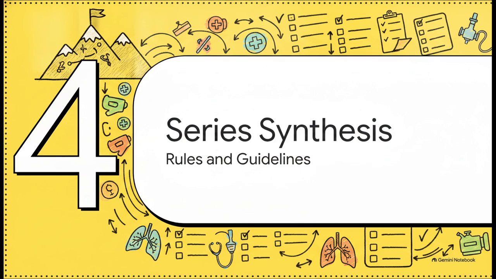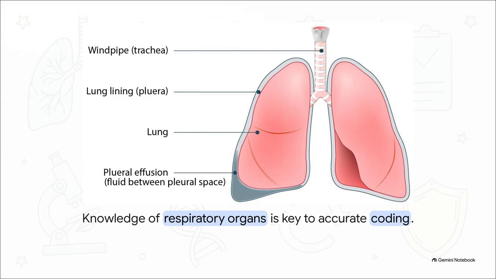Okay, let's step back and synthesize the core rules from our entire series. Think back to part 1. We started with foundational anatomy, identifying the pleura, the trachea, the actual structures of the lung. Why? Because visualizing the biological system is the absolute bedrock of documentation integrity. You simply cannot code accurately what you cannot anatomically visualize. It's like trying to navigate without a map.